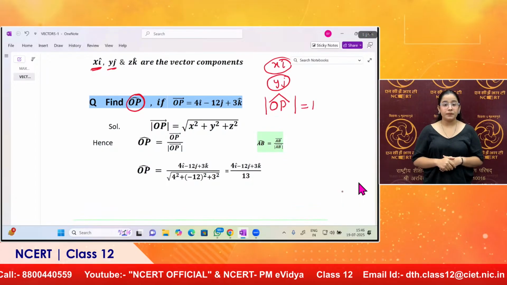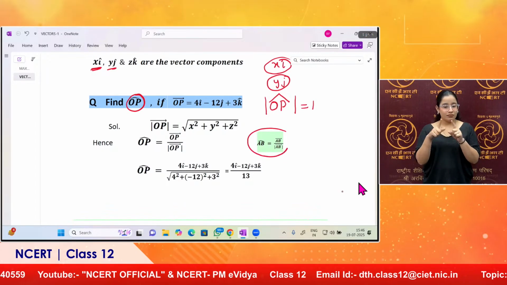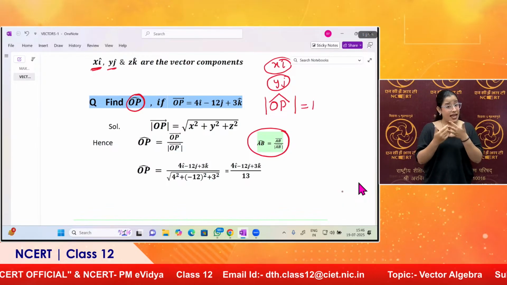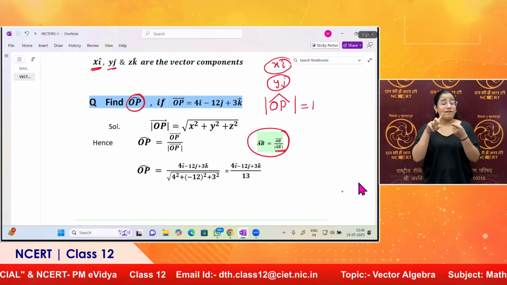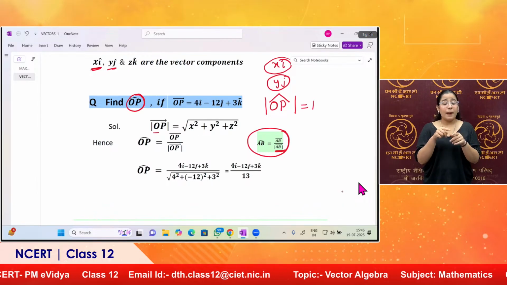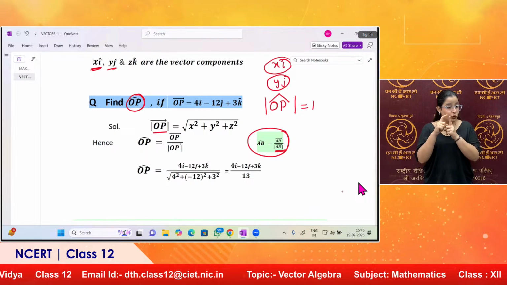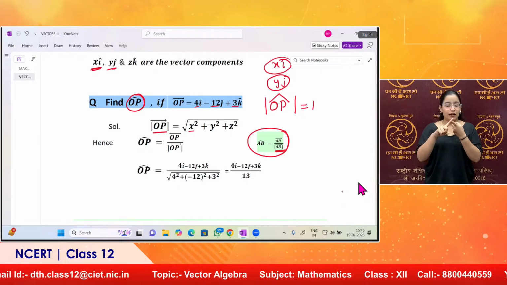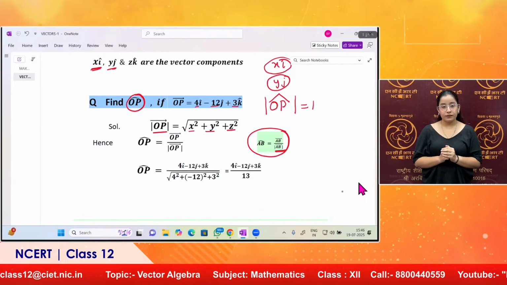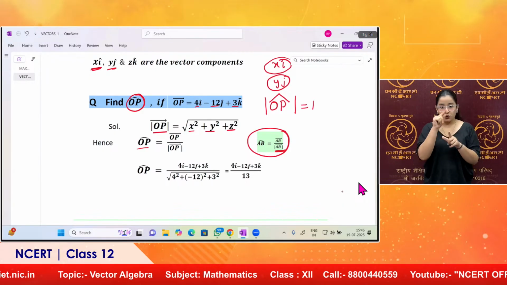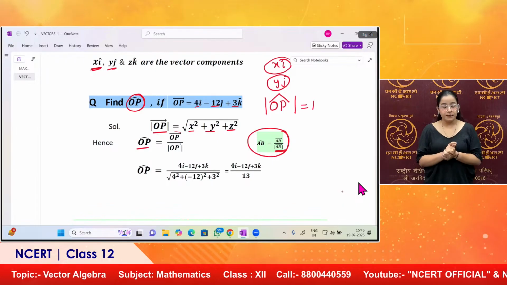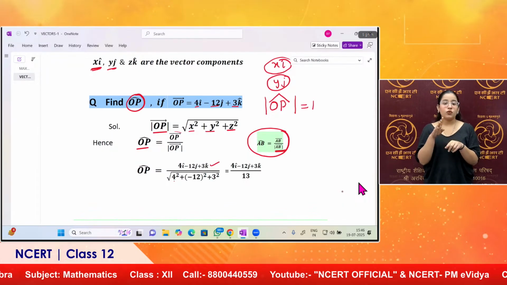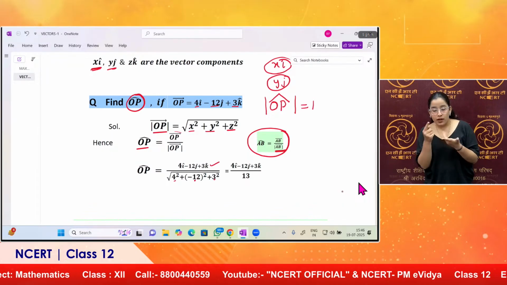So we discussed this formula before. Remember, I had given this formula before. That is, any unit vector is actually a vector divided by its magnitude. Now, how do we find the magnitude? It is the square root of the sum of the squares of the scalar components, that is x square plus y square plus z square. So the unit vector OP will be vector OP upon its magnitude, which is 4i minus 12j plus 3k upon the square root of 4 square plus 12 square plus 3 square.